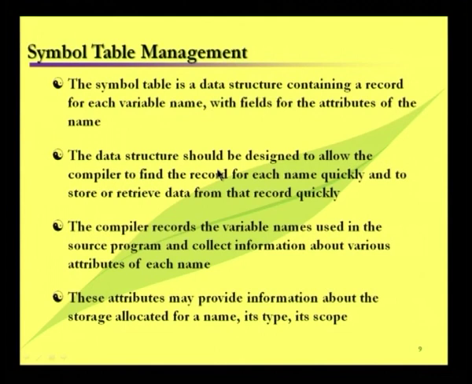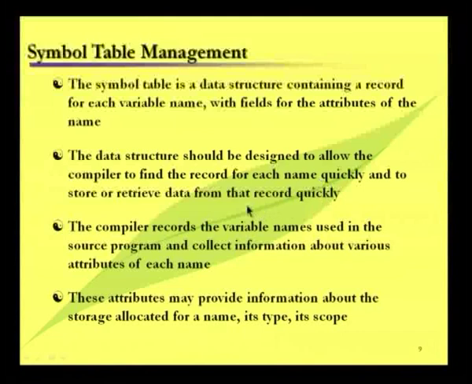Once we go for installing a symbol into the table, we will go for the searching operation many times. The searching operation is supposed to be done in a very fast manner, so that the compiler will compile the code in an efficient way. If the data structure has no support for faster searching, then that itself is a bottleneck in the compilation process. So the data structure which we are selecting should allow the compiler to find the record for each name quickly, and to store or retrieve the data from that record quickly.